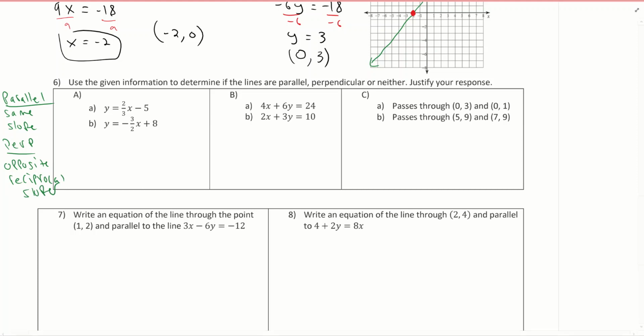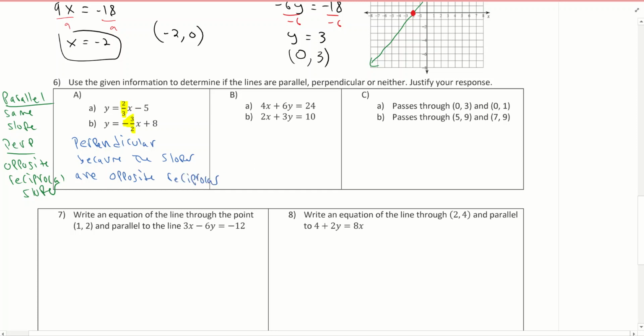So when we look at this first one, we're looking at 2/3 and negative 3/2. So first of all, notice that the slopes are different signs, which means they're opposite. And then 2/3 is a flipped version of 3/2. So these ones are perpendicular. And the reason they're perpendicular is because the slopes are opposite reciprocals.